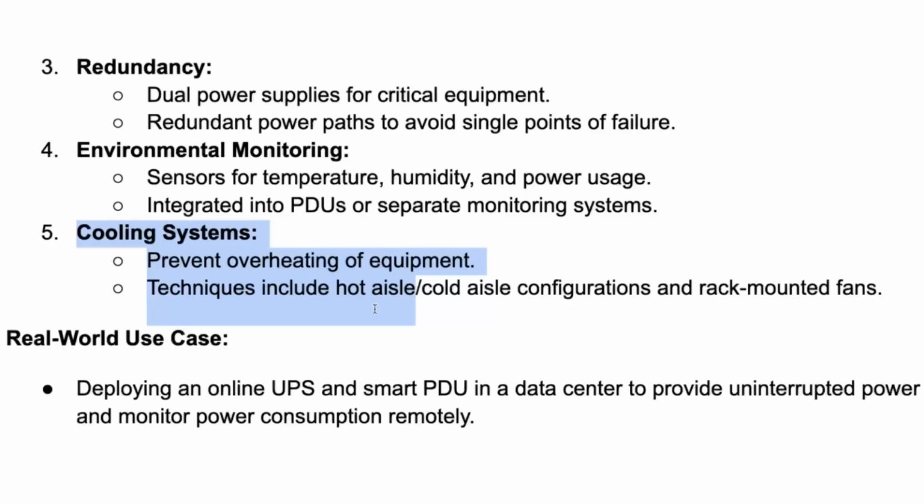So the use case here that we would see in the real world would be deploying an online power system and the smart power distribution unit in a data center to provide uninterrupted power and monitor power consumption remotely. So this is the uninterrupted power supply, and then we have the power distribution unit for the data center to provide uninterrupted power and monitor the power consumption remotely.